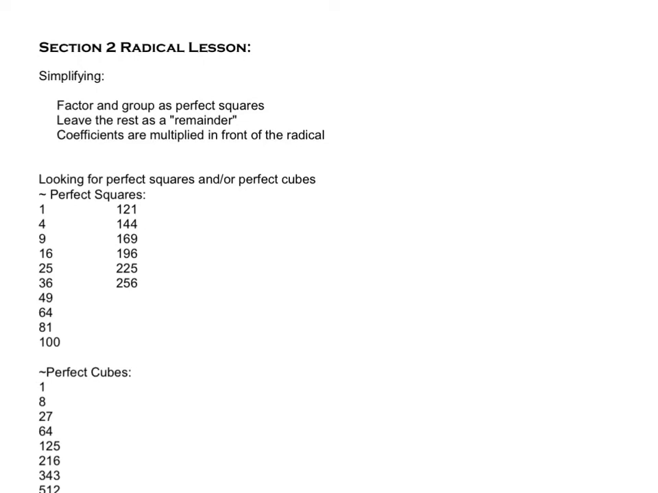Section 2, Video 1, Radicals. And we're going to evolve a little bit in terms of how we simplify radical expressions. Our focus is going to be on looking for perfect squares or cubes, depending upon what kind of question we have. The remainder will be in the root still, and it will be considered the exact form, and the coefficients are on the outside and being multiplied.